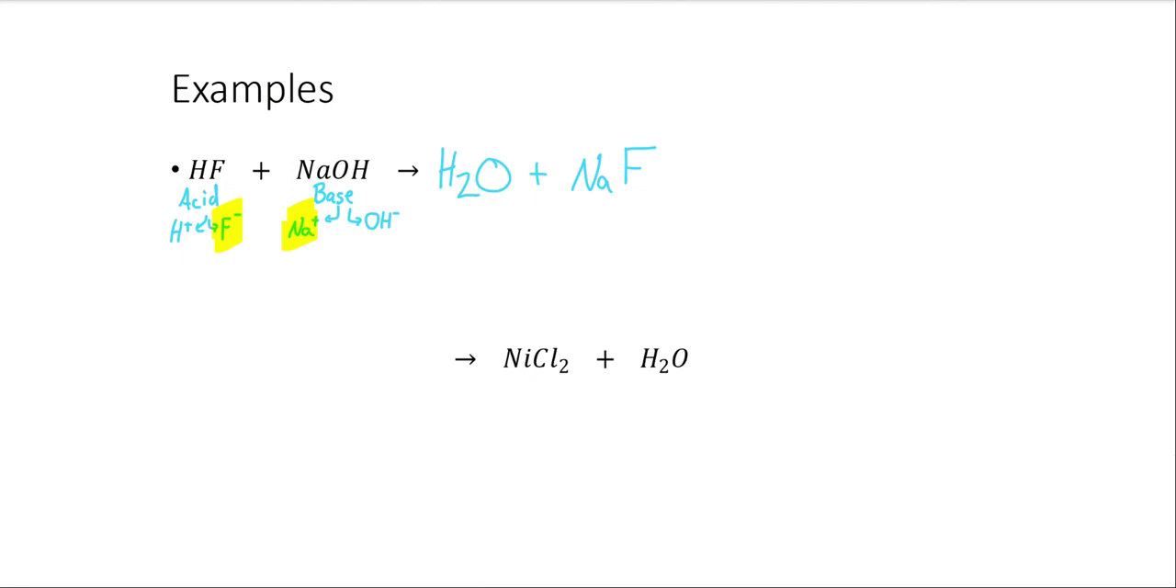Thing is, we could go the other way around. Look at the second example. I have nickel chloride and H2O. Well, H2O is easily recognizable as water. And nickel chloride is an ionic compound. It's a salt. Well, that means I had to have had an acid and a base react to make it.